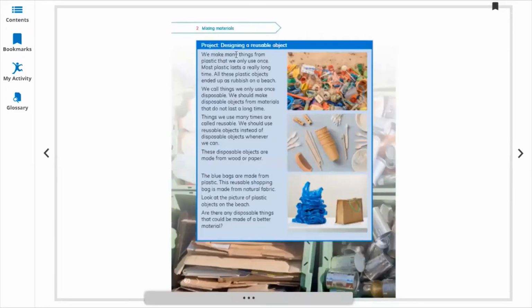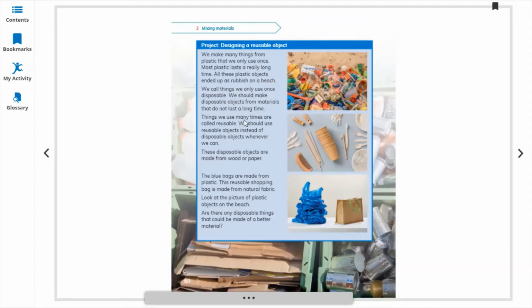Designing a reusable object. You can make any kind of thing which we can use again, like a plastic bottle, we can use it again. So we make many things from plastic that we only use once. Most plastics last a really long time. All these plastic objects end up as rubbish on a beach. Obviously, we call things we only use once disposable. We should make disposable objects from materials that do not last a long time.